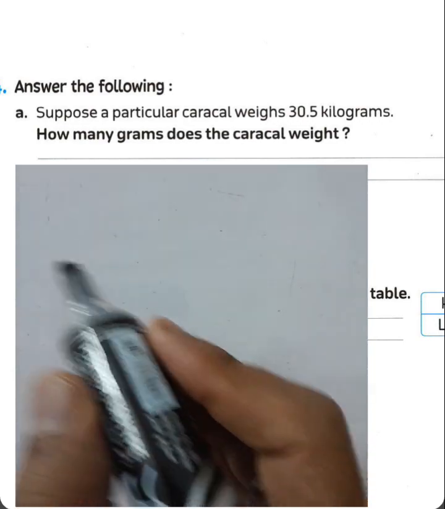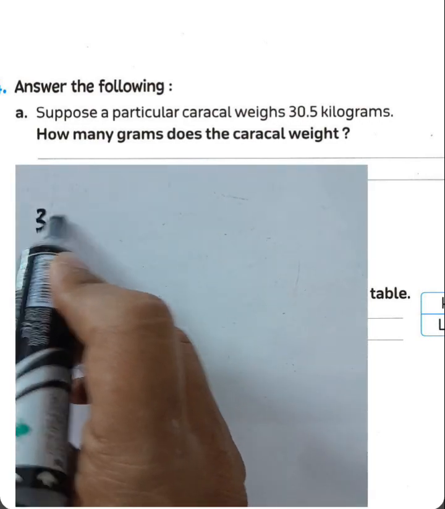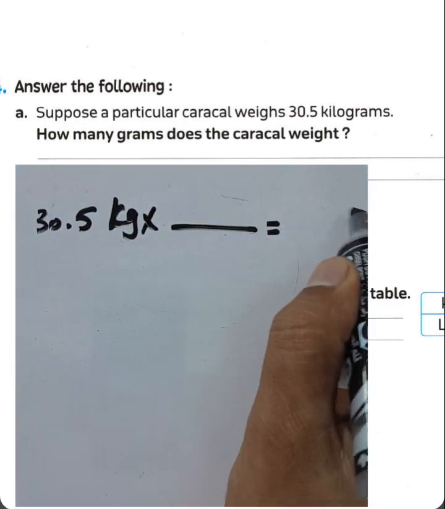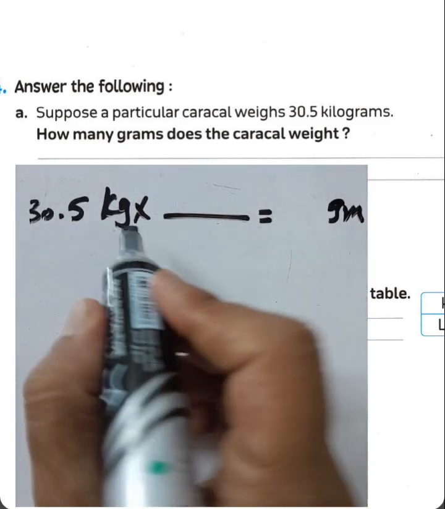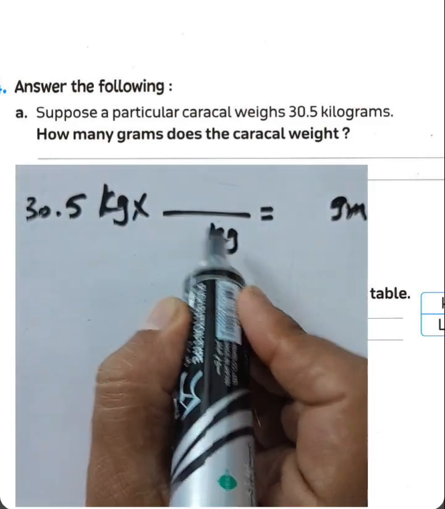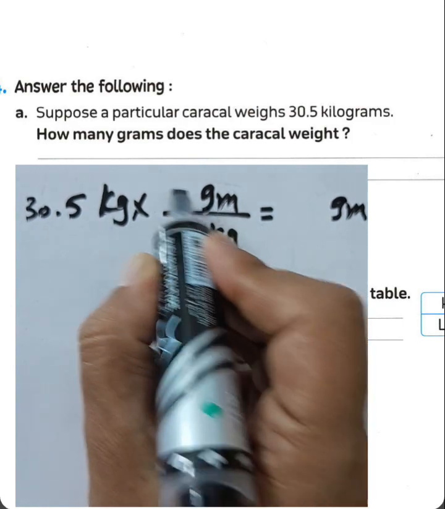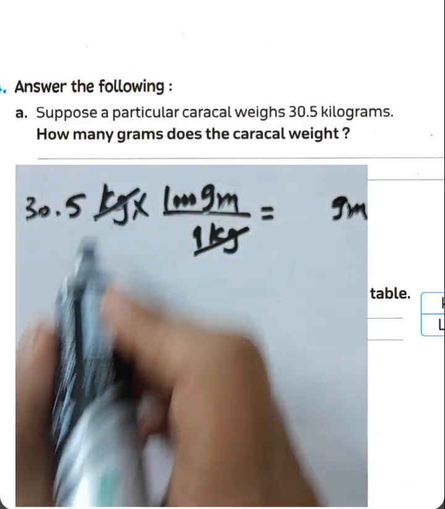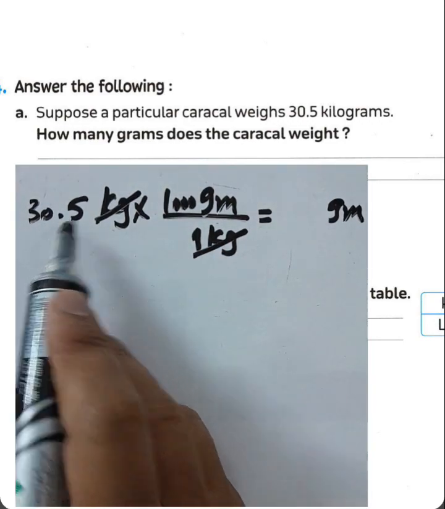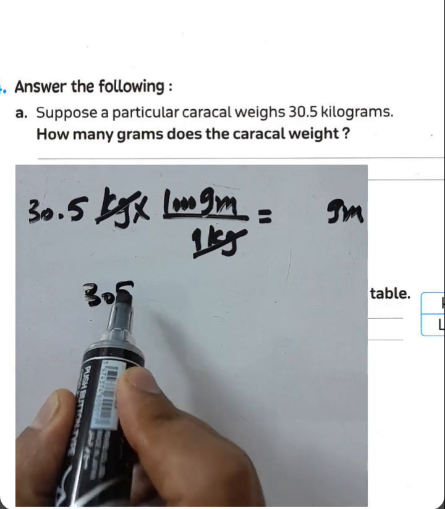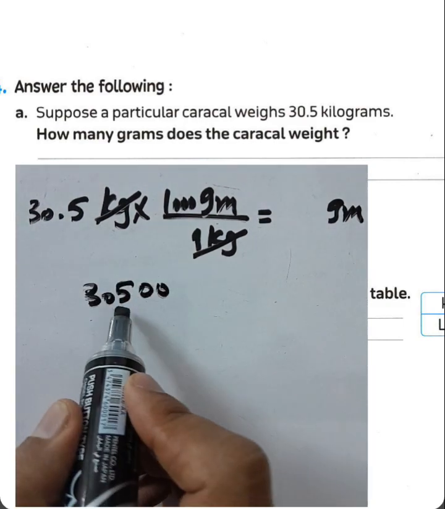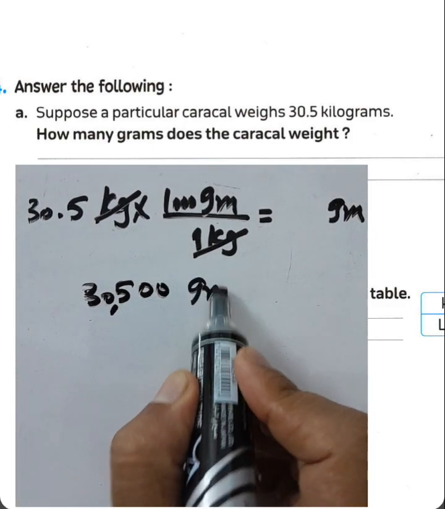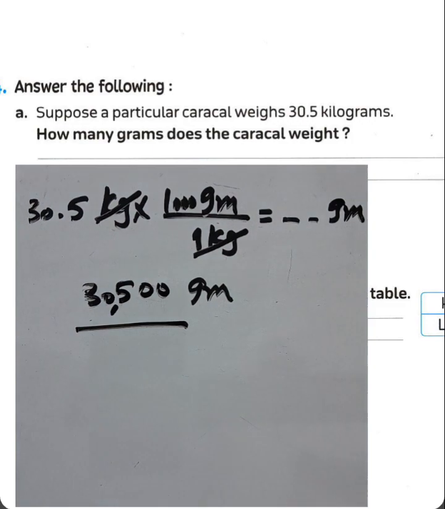How do we use the conversion factor? We have 30.5 kilograms and I want to convert to grams. I want to cancel kilogram, right? Kilogram down and gram up, and we know 1 kilogram equals 1000 gram, and then we can cancel kilogram by kilogram. 30.5 times 1000 will be 30,500, right? Two zeros behind this number. The result will be 30,500 grams.